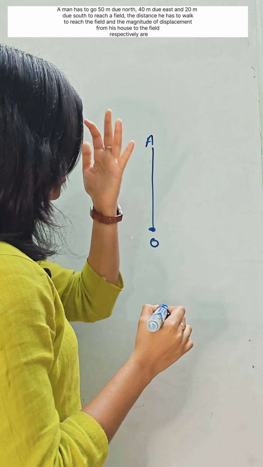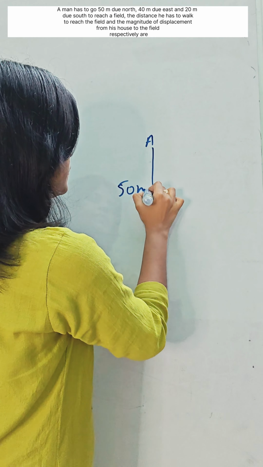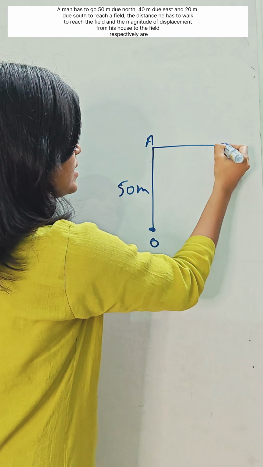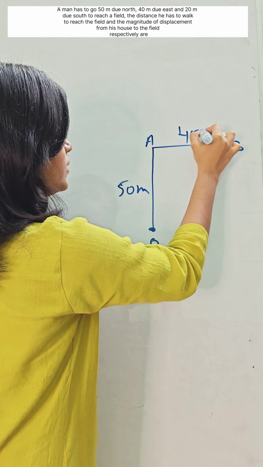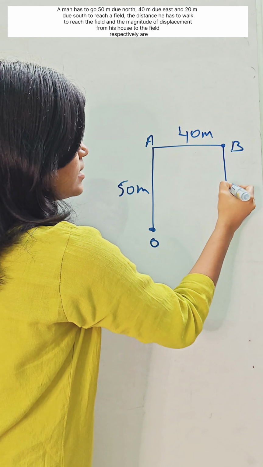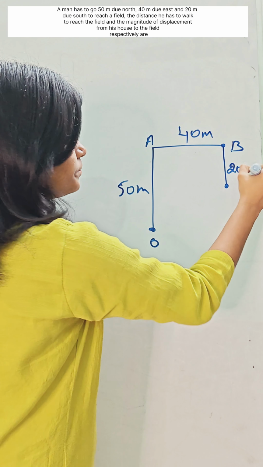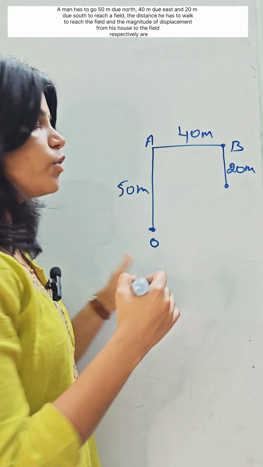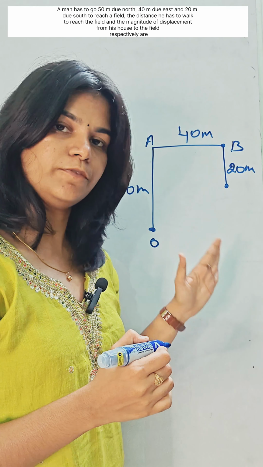Towards north, he covered 50 meters, towards east he covered 40 meters, and towards east he covered 20 meters. Now you want to find out the distance and displacement from this question.